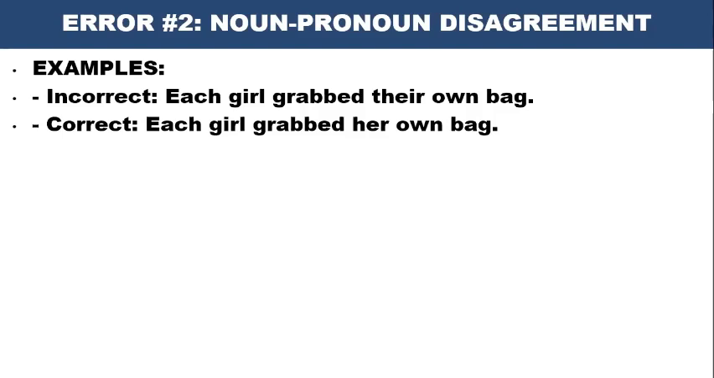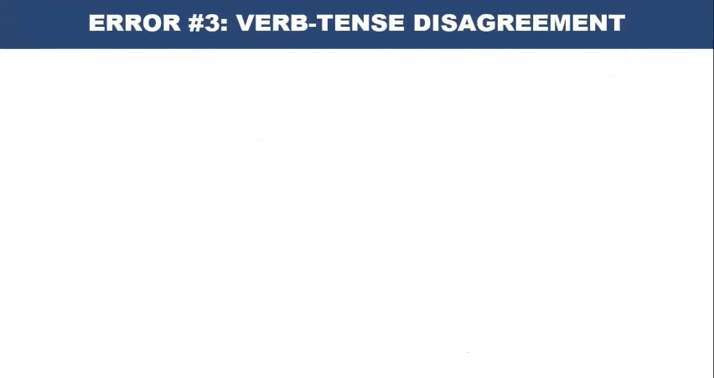Now let's move on to error number 3, and that is verb tense disagreements, which occurs when the verb tense in a sentence does not match the time frame in which the action occurred. So let's look at examples.